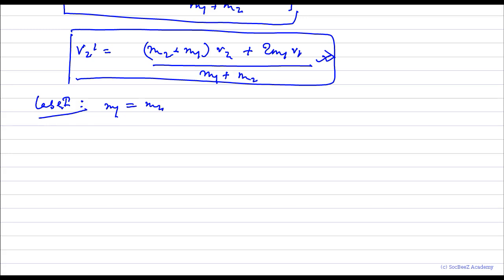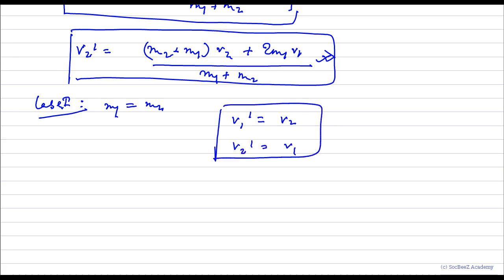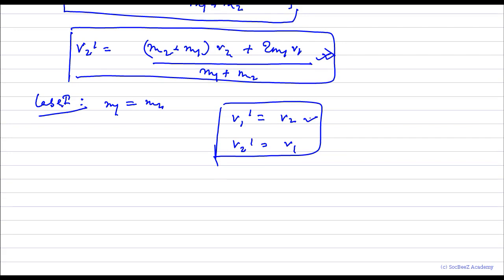So this is my first case, when m1 equals m2. If I put the value of m1 equals m2 in these two expressions, I'll get v1 dash as v2 and v2 dash as v1. So in this case, we see that the velocities just get interchanged. The first body of mass m1 attains the velocity of the second body, as it was before the collision. This is pretty evident from these two expressions.